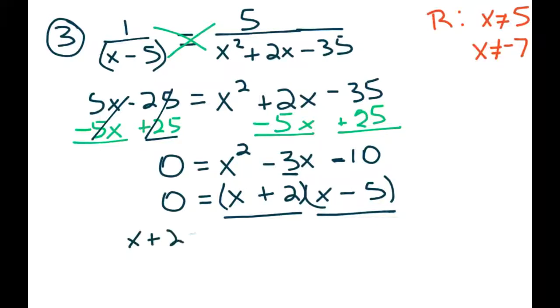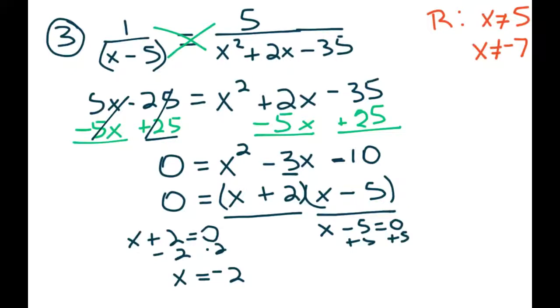So x plus 2 equals 0. Subtract 2 from both sides. I get x equals negative 2. Same thing over here. X minus 5 equals 0. Add 5 to both sides. X equals 5. So I've got x equals negative 2 and x equals 5. I've got two possible solutions.